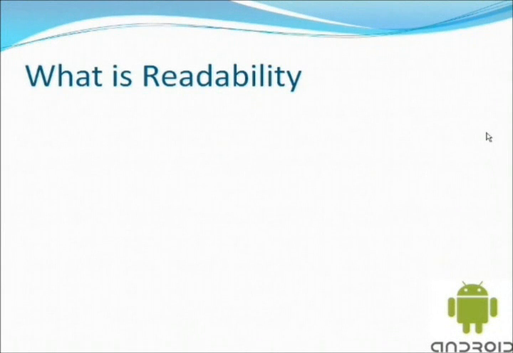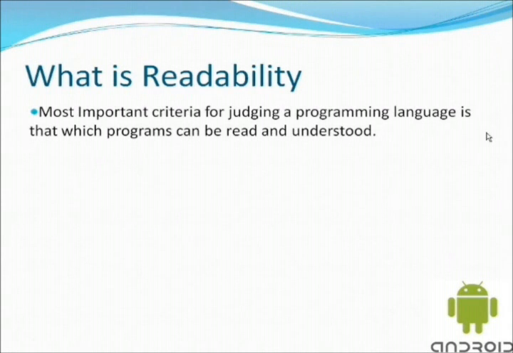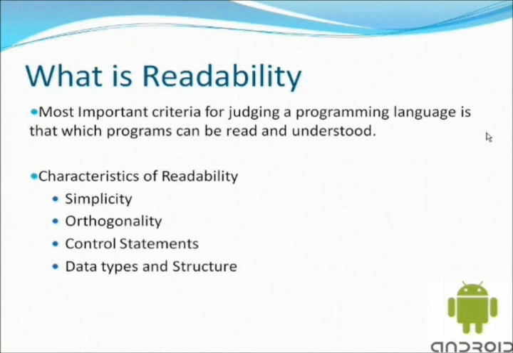Now we are going to see how the Java language is supported for Android apps, and also we are going to evaluate the Java language. We can evaluate the language by 4 criteria: readability, writability, reliability, and cost. From these criteria, now we are going to look at readability. What is readability? The most important criterion for judging a programming language is how easily programs can be read and understood. Readability has 4 characteristics: simplicity, orthogonality, control statements, and data types and structure.